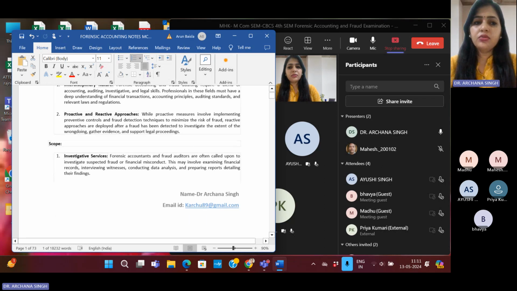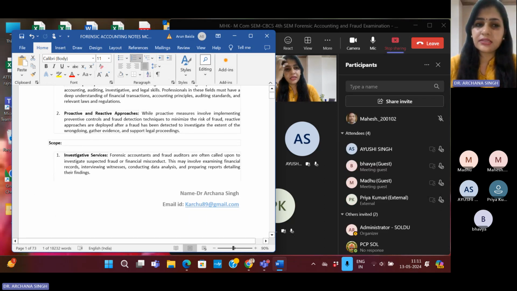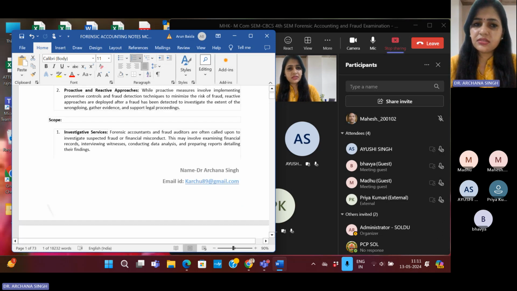When we talk about scope, it is related to investigating services. Forensic accountants and fraud auditors are often called upon to investigate suspected fraud or financial misconduct, which may involve examining financial records, interviewing witnesses, conducting data analysis, or preparing reports detailing every finding. Okay, so investigating services is the scope.